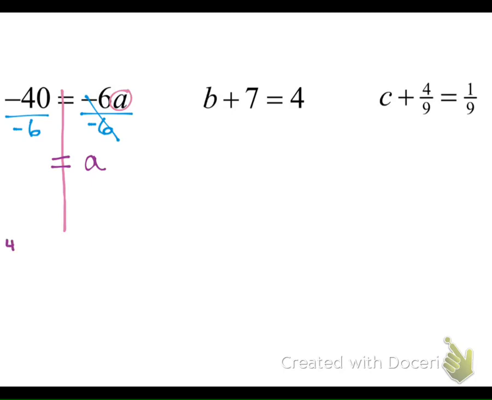I'm going to come down here and write 40 over 6. 40 over 6 can be reduced. What are 40 and 6 both divisible by? 2. So I take 40 divided by 2 and get 20, and 6 divided by 2 and get 3. Can I reduce it further? No. So 20 over 3 is going to equal a.